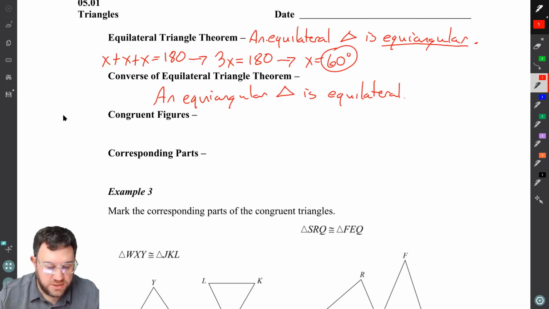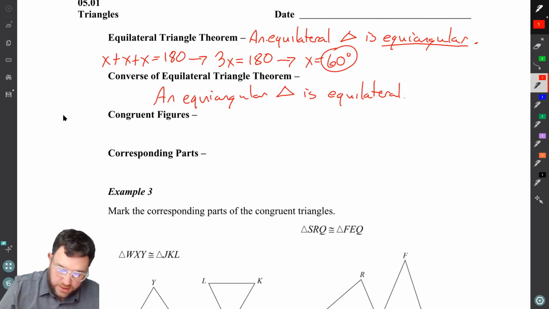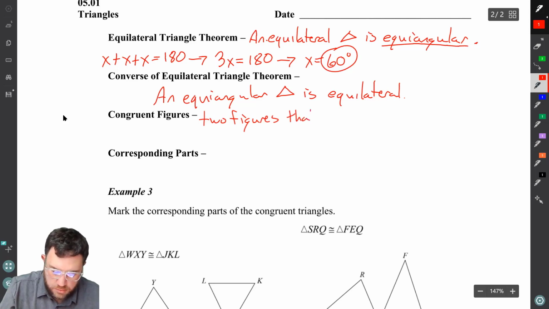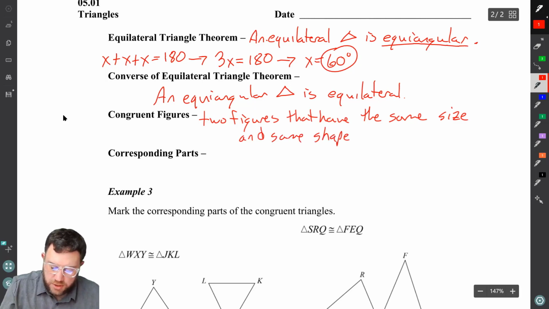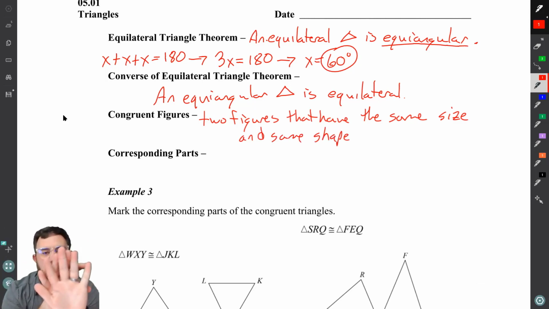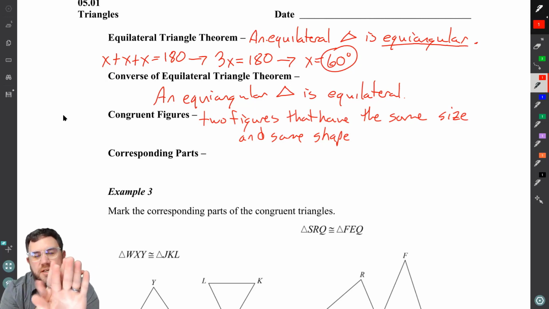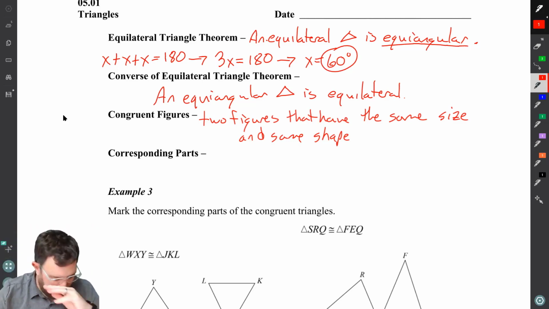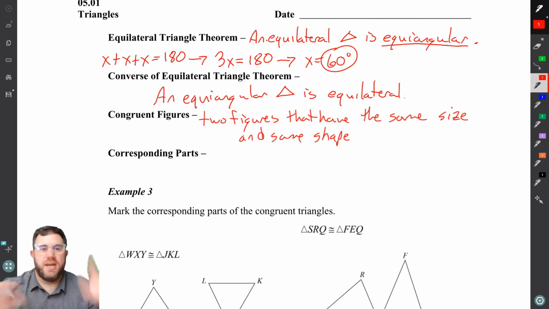Okay, a couple definitions. Congruent figures, and I just mentioned this, are two figures that have the same size and same shape. So if we were to put them on top of each other, then they would match up perfectly. Now, one of them could be flipped over, they could be rotated, they could be spun around, but there would be a way to flip them and move them around so that they line up on top of each other.